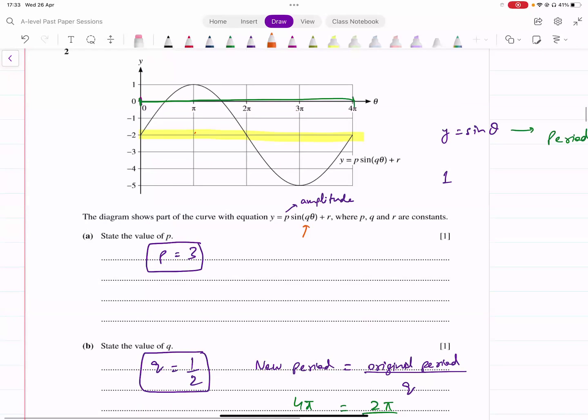सो पीरियड आपका डबल हो गया, यहाँ पे 4 पाई हो गया है. तो पीरियड डबल होने का मतलब है क्यू की वैल्यू क्या होनी चाहिए? 1/2 होनी चाहिए. So these are different ways of thinking about this. You can do it whichever way you're more comfortable with.